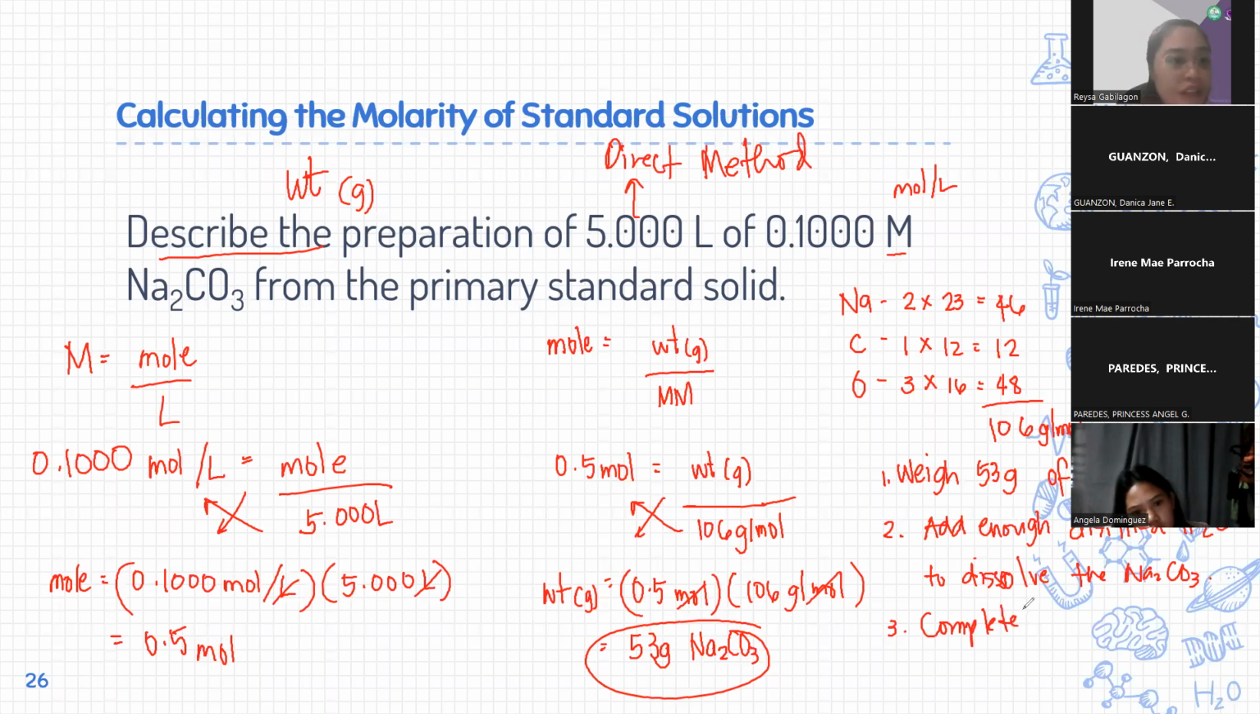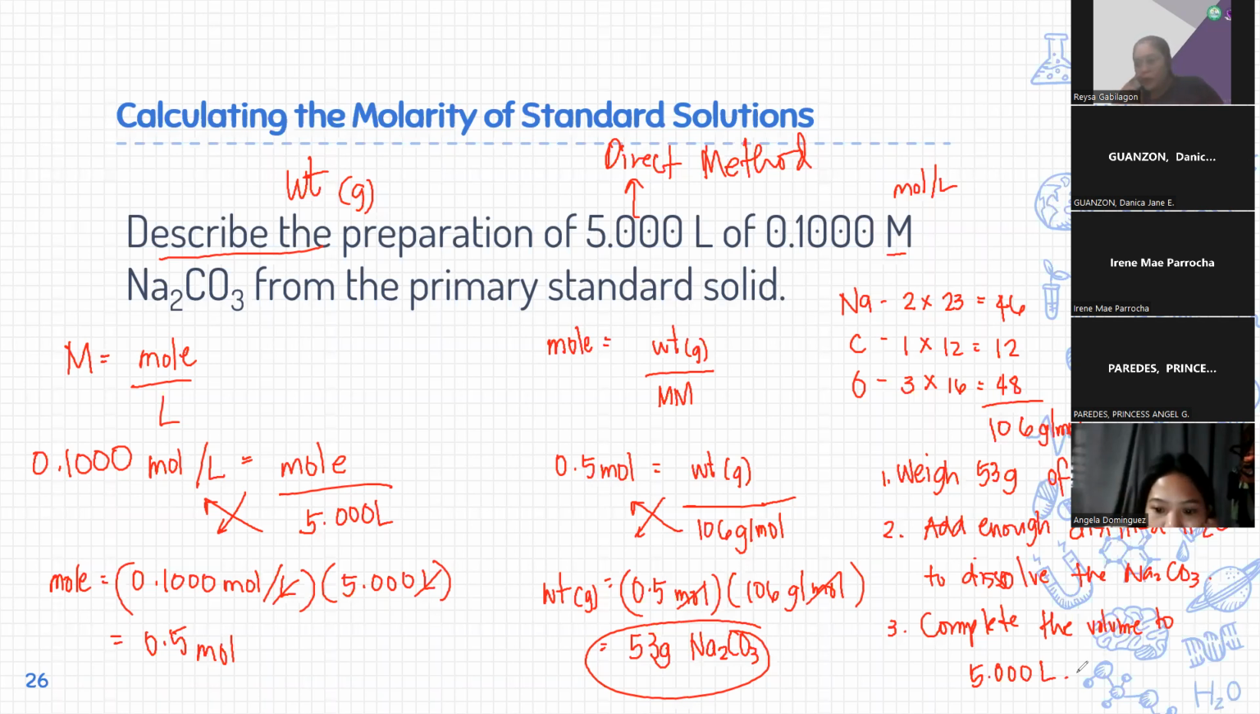When I say complete the volume, you have to add more distilled water to complete the volume to, ano yung quota natin? 5 liters. 5.00 liters. So, ayan na yung ating step-by-step procedure in preparing the 5 liters of 0.1 molar sodium carbonate.